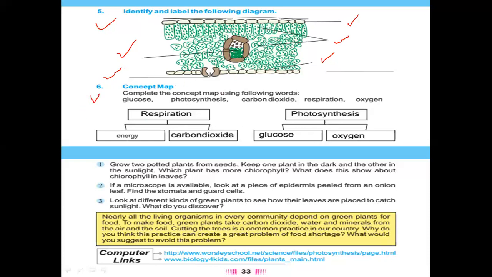Number 6 is the concept map. Make the concept map. Here one point is written in your book only. That is energy. So what is the energy making process? Yes, this is respiration. In respiration, with the energy, which other thing is produced? Definitely, that is carbon dioxide. Good. So here the keywords are written. So the other process, opposite of respiration, is photosynthesis. And in photosynthesis, what are the products? Good. They are glucose and oxygen.